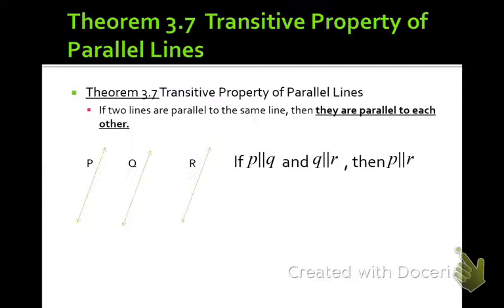P is parallel to Q. Q is parallel to R. So then we can say P is parallel to R. P and R are parallel to the same line. They're both parallel to Q, so they're parallel to each other. Transitive property of parallel lines.